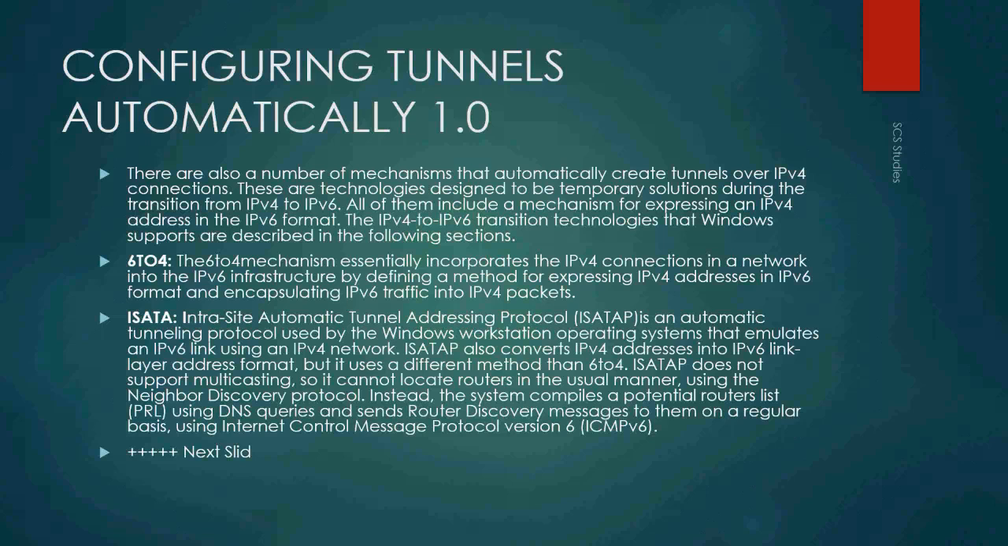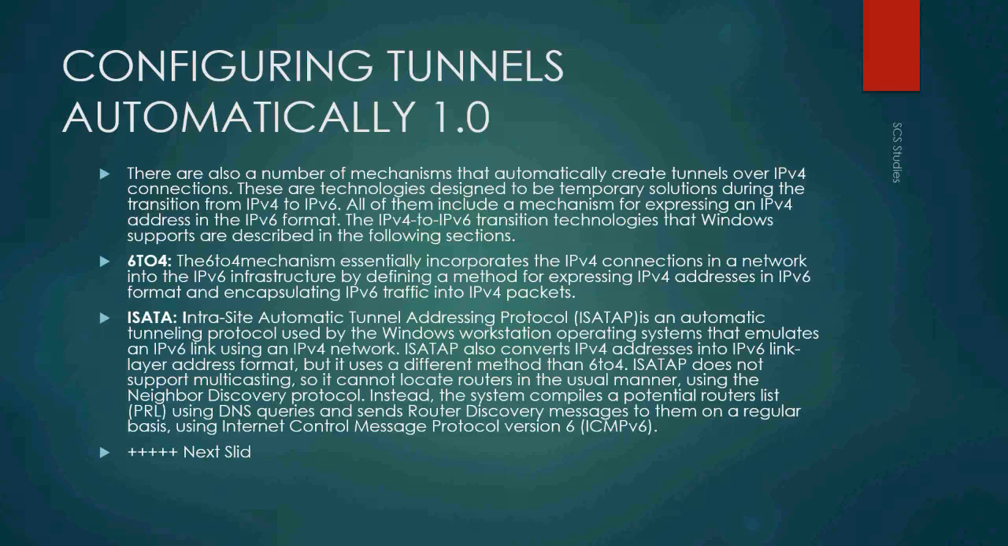ISATAP, the Intra-Site Automatic Tunnel Addressing Protocol, is an automatic tunneling protocol used by the Windows operating system that emulates an IPv6 link using an IPv4 network. ISATAP also converts an IPv4 address into an IPv6 link layer address format, but it uses a different method than 6to4.